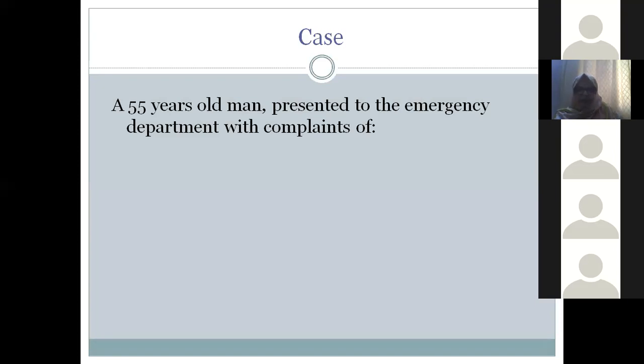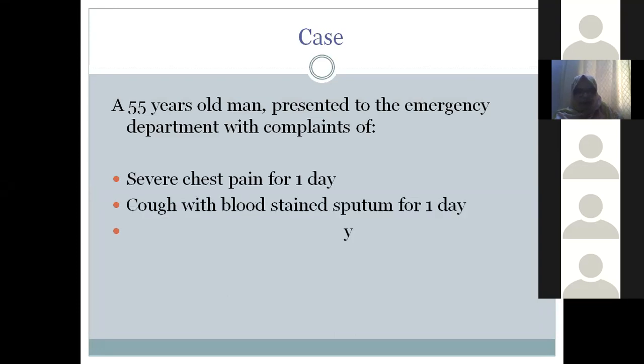We will be going to discuss this case in the end. You have to be very alert. There will be an interactive session.